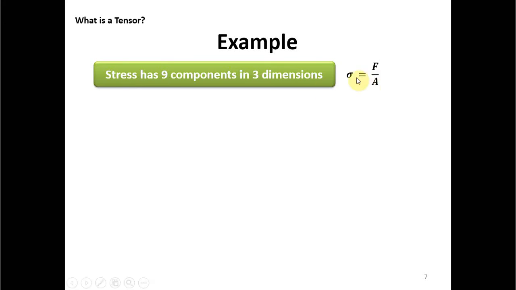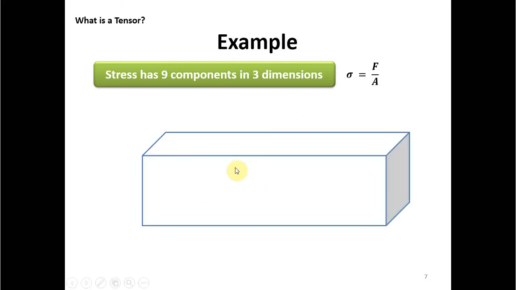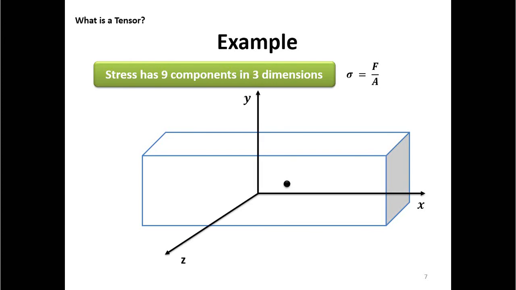Let's see how it is possible that stress has 9 components in 3 dimensions. You know that stress is defined as force per unit area, and now we want to see how stress can have 9 components. For this we consider a beam, for example a concrete beam, and in this beam we take a certain point and draw our Cartesian coordinate system. Let's say this is a horizontal x-axis, this is a vertical y-axis, and the third dimension is the z-axis. With the help of this three-dimensional Cartesian coordinate system, we would like to make measurements of stress at this particular point.